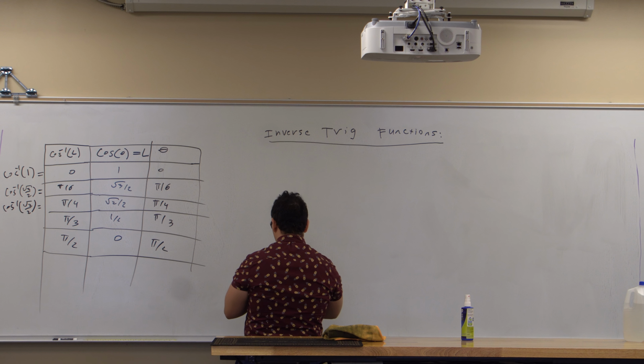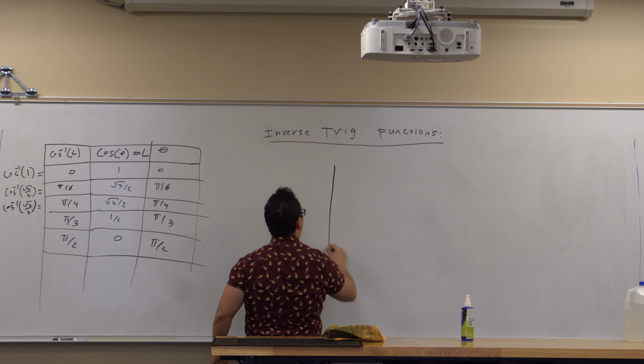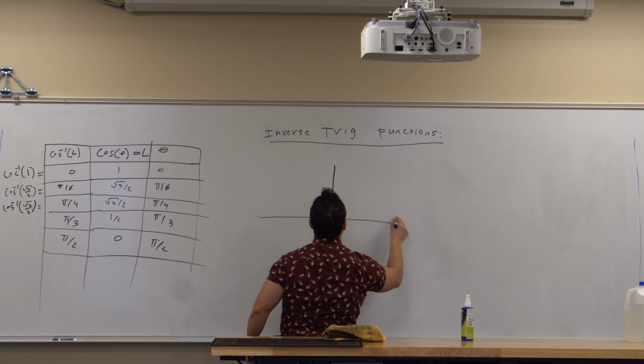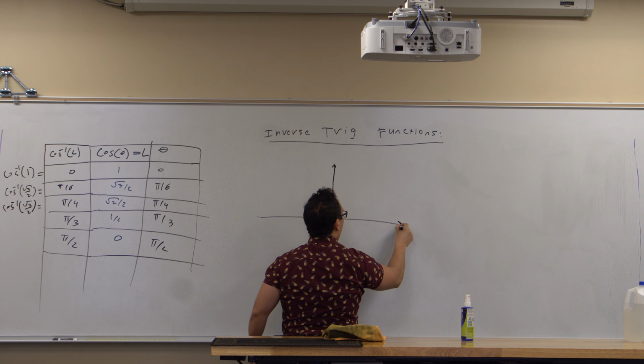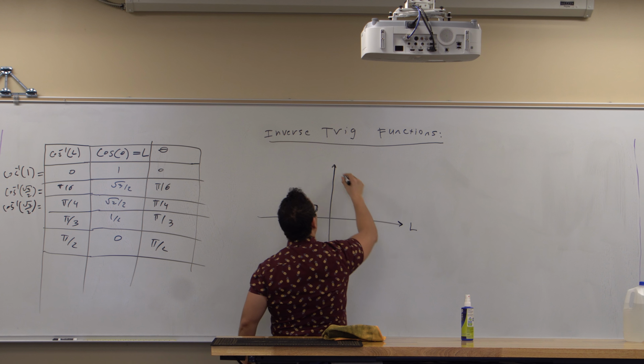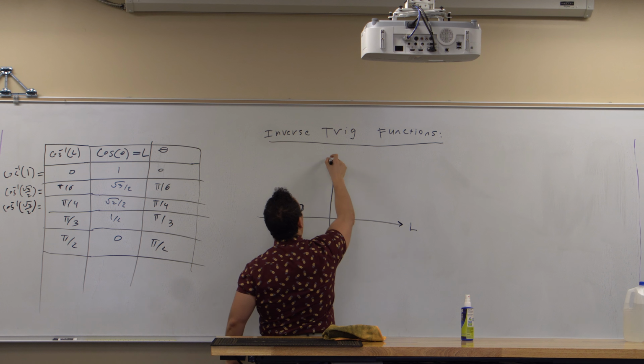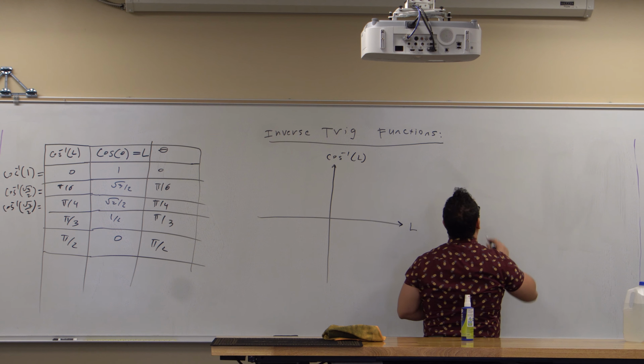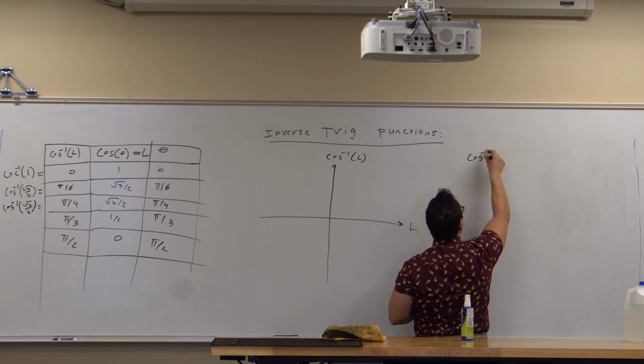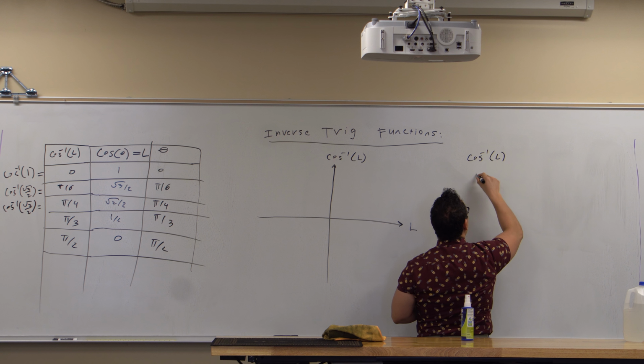So, let's create a plot where our domain is our L and our range is our cosine inverse of that L. Okay? Now, we want to find out what the cosine inverse of L, what is its domain equal to, and what is its range equal to.